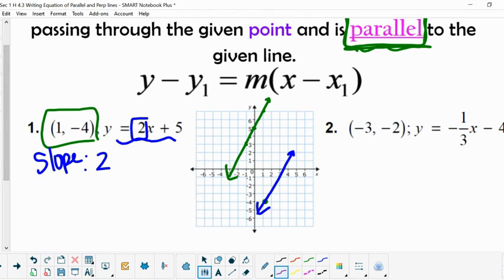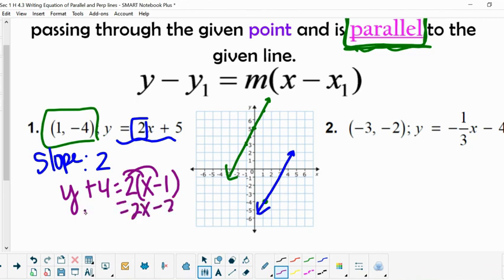So I want to hear everybody. Y what? Plus 4 equals what? 2 times x minus 1. X minus 1, good. Okay, then we just solve it. Let's solve it fast. We're going to be so good at these. And minus your 4. So what's the equation of our line? Y equals what? 2x minus 6.